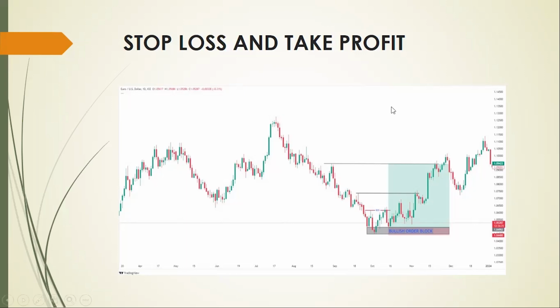So what I'm going to do next is take you to the charts and show you how I identify these order blocks, high probability order blocks, in the chart. So let's go to the charts.